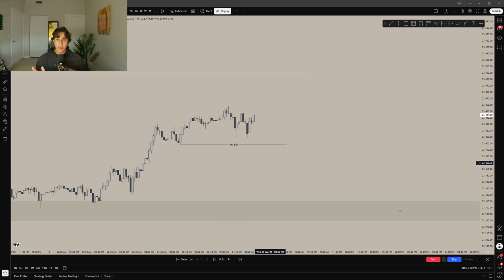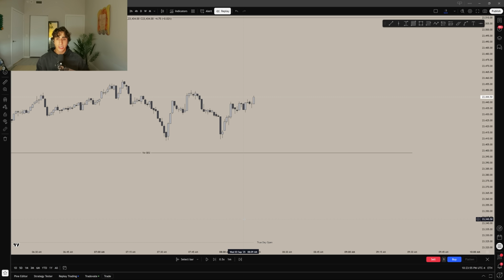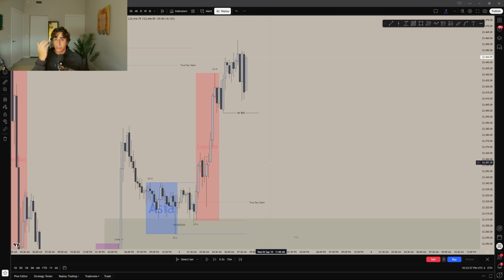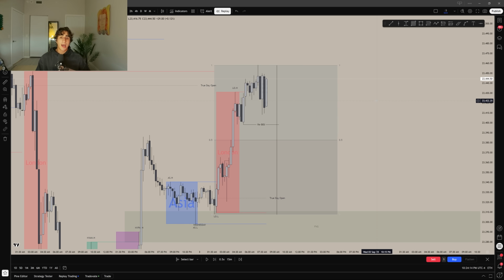So I'll show you. I mean, I did actually end up taking a trade today, and it was a 30-second long, and it was based off of price trading back into this London session range. We have the low of London session, and then we have the high of this overall move.